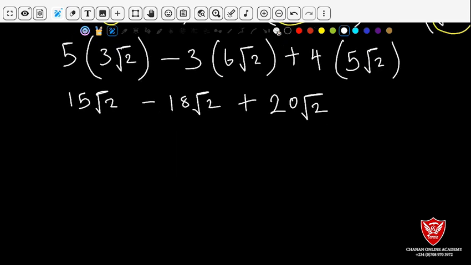Now we can do our direct subtraction and addition. So 15 root 2 minus 18 root 2, we are going to have minus 3 root 2, plus 20 root 2. This will be equal to 17 root 2. This is our answer. All right, so let's take another example.